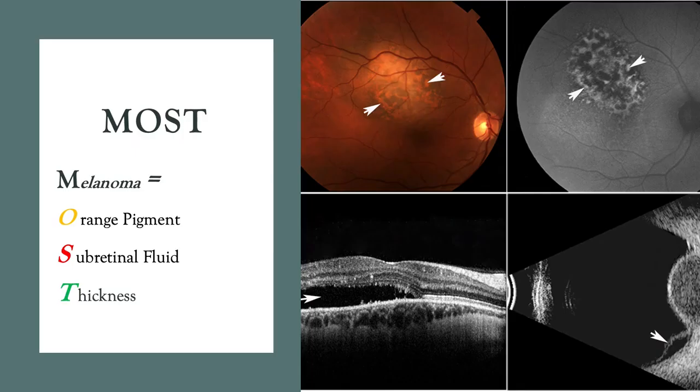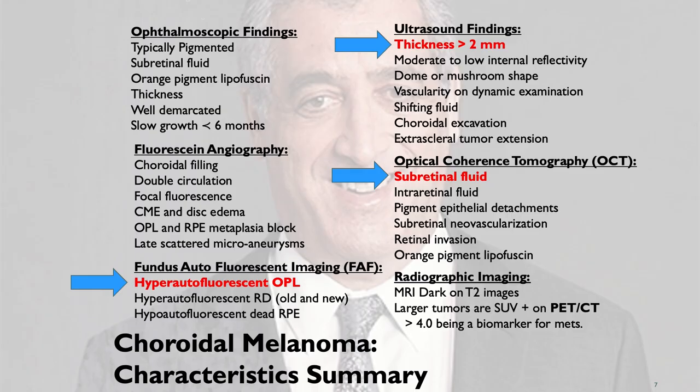So altogether we have the mnemonic MOST, where melanoma equals orange pigment, subretinal fluid, and thickness of 2 or more millimeters. This definitely is a choroidal melanoma. However, it's just not that simple. Not all tumors look classic. But the mnemonic is still helpful since most tumors will show you those findings.